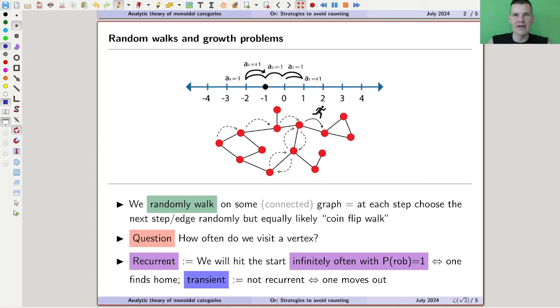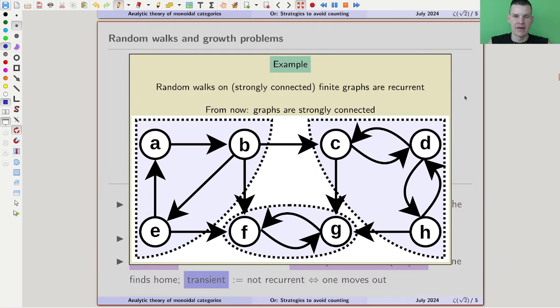Two types of problems you can associate to a graph. A graph can now be recurrent or transient. Hope that makes some sense. Okay. Finite graphs are recurrent. Why? Well, because you only have finitely many possibilities to go somewhere, so finite graphs are recurrent.